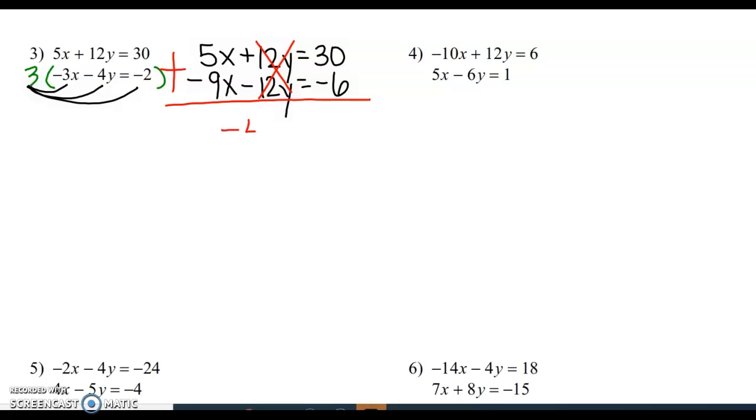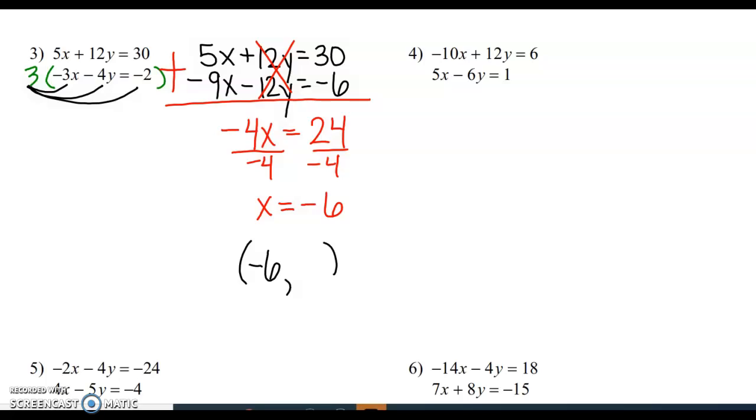5x and negative 9x is negative 4x. 30 and negative 6 is 24. 24 divided by negative 4 gives me x to be negative 6. So in my ordered pair answer, I know that x, the first value, is negative 6.